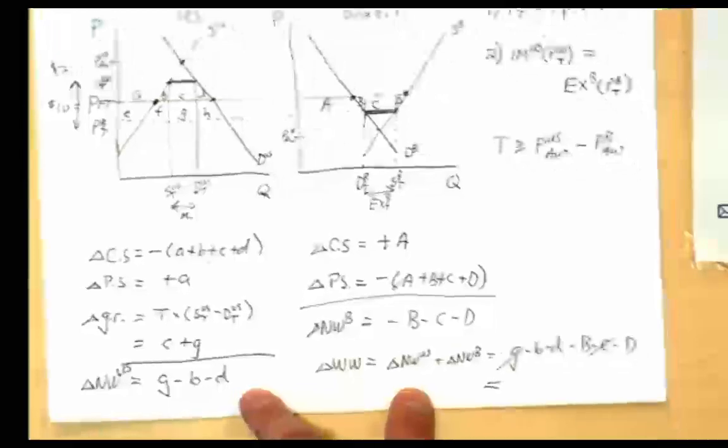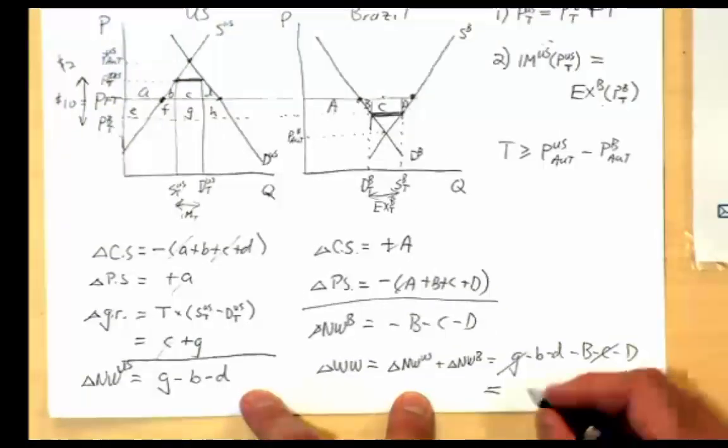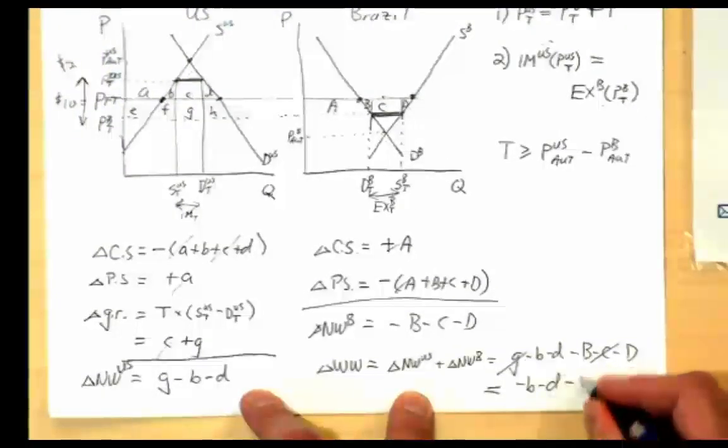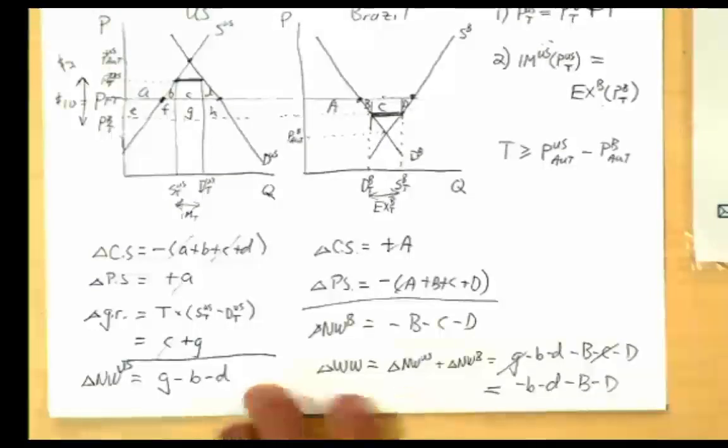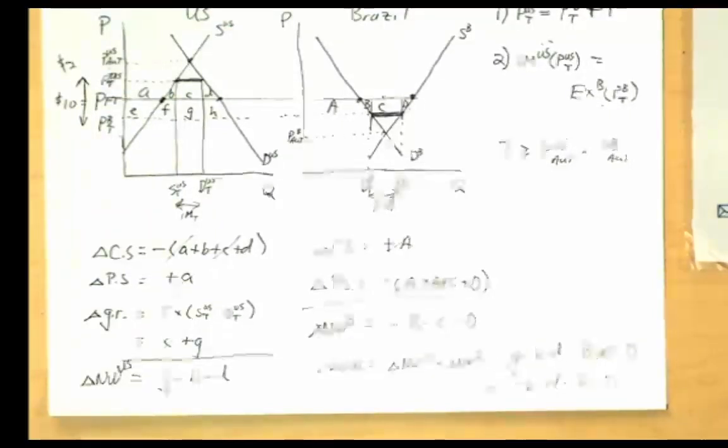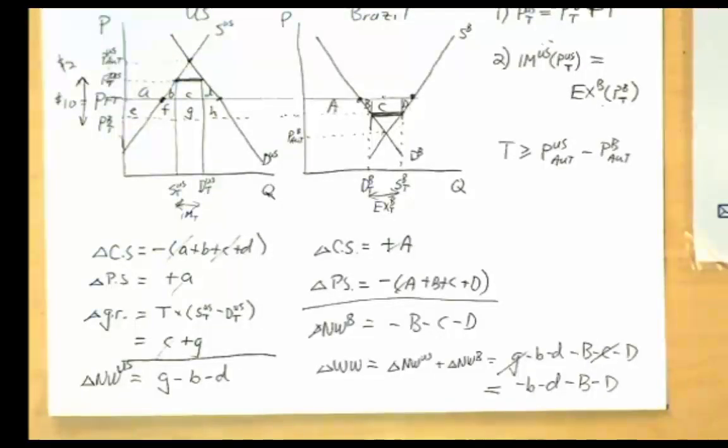leaving me with a change in national welfare in the world of minus B minus D minus cap B minus cap D. Or in other words, all we end up with, because of the large country putting the tariff in place, is a collection of inefficiencies, both production and consumption inefficiencies in both countries. There's a net loss to the world as a result of the tariff being put into place.